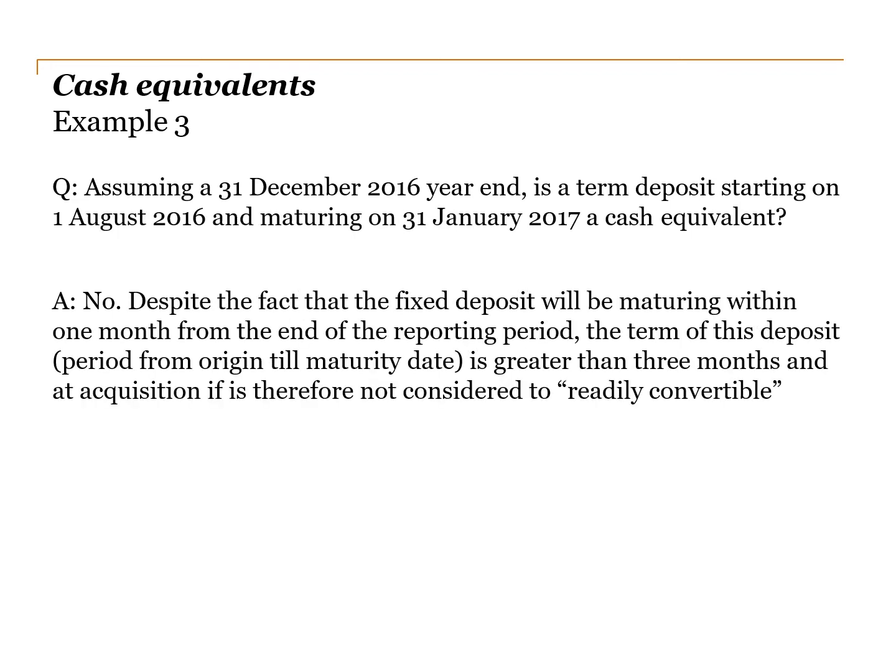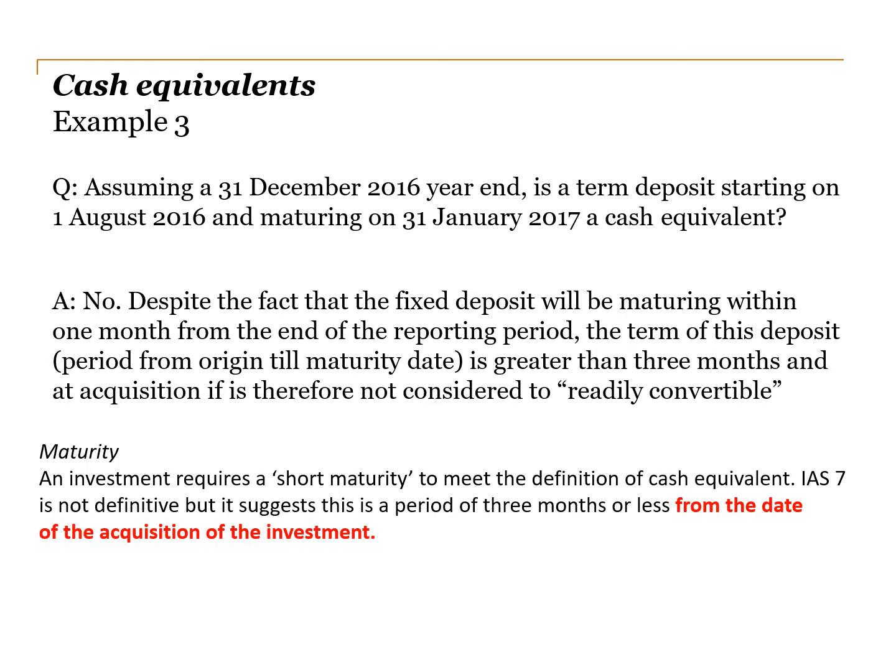We have here a third example. Assume a 31 December 2016 year end. Is a term deposit starting on 1 August 2016 and maturing on 31 January 2017 a cash equivalent? Pay attention to the trick actually. The answer is no. We know that the maturity will be in less than 1 month or in 1 month actually, but IFRS and IAS 7 define classification based on original maturity. So the trick here is not to consider how much is left from maturity, but to consider original maturity.